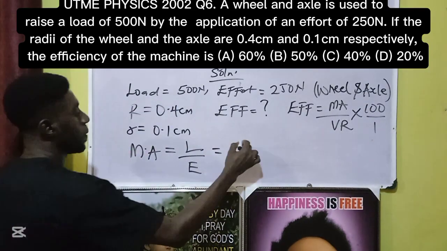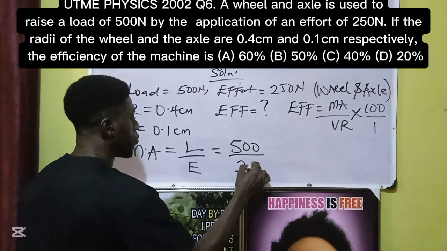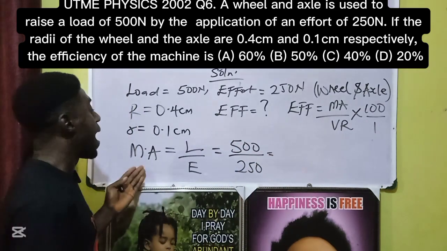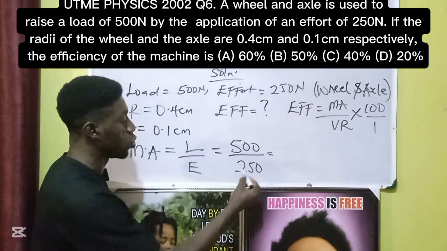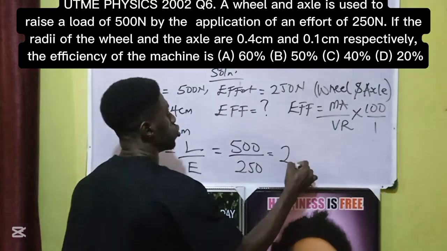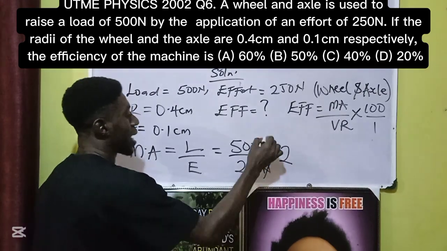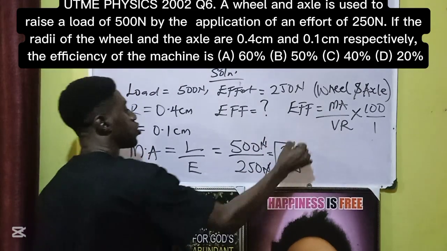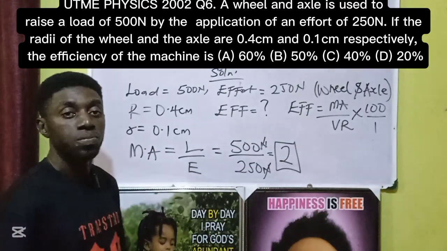Observe our load, 500. Observe our effort, 250. Therefore, our mechanical advantage becomes the ratio of 500 to 250. That will give us 2. It will have no units. This is Newton, that is Newton, they will cancel. So our MA is just 2. We've got MA, remaining VR.